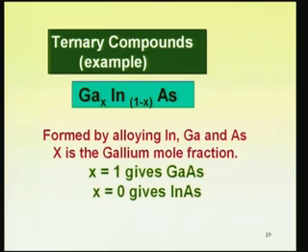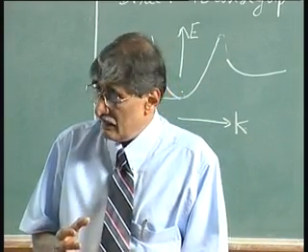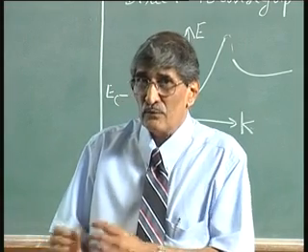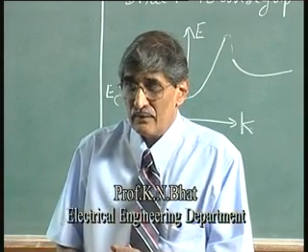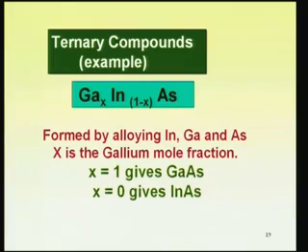Gallium indium arsenide: if there are 100 atoms of arsenic, and if X is 0.5, they have 50-50. X is 0.6, 60 gallium atoms, 40 indium atoms. If you have 60 gallium atoms, then the property is closer to gallium arsenide. If you have 60 indium atoms, the property is closer to indium arsenide. Band gap is closer to indium arsenide. So, these are things.